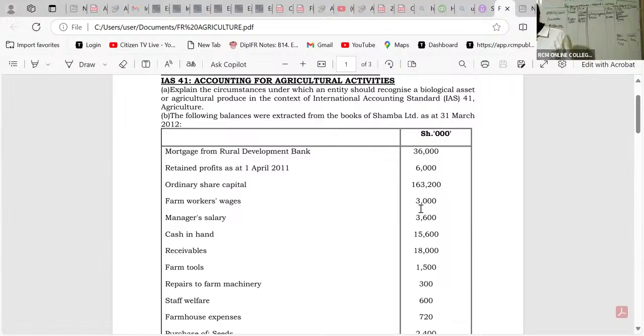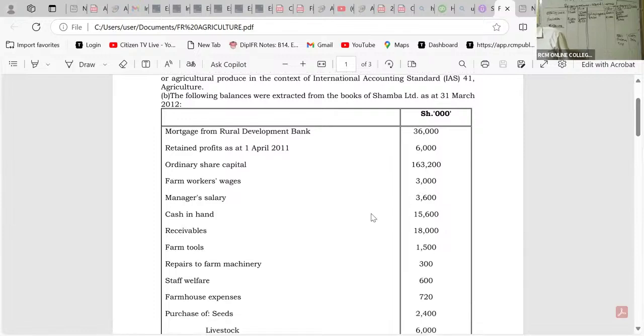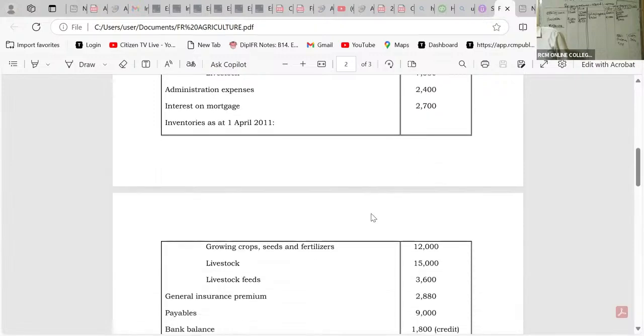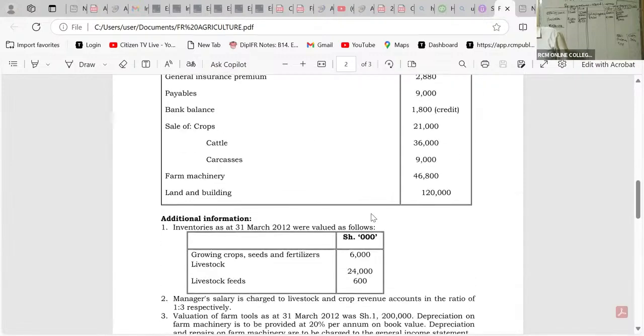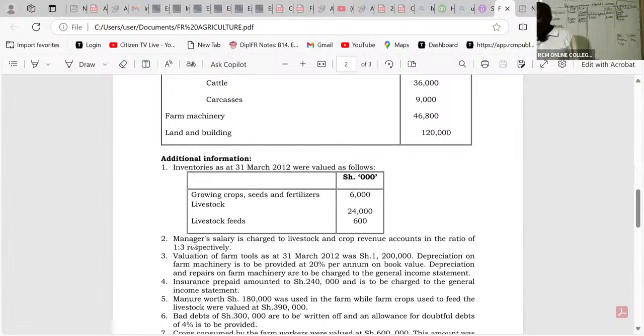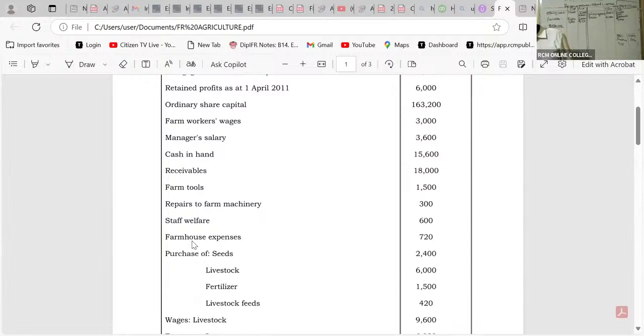Manager's salary, we are given manager's salary, ladies and gentlemen, which is 3,600. However, for manager's salary, they have given us the apportionment criteria. Right there, look at note number 2. Manager's salary is charged to livestock and the crop revenue accounts in the ratio of 1:3. The manager's salary is 3,600, but this is to be apportioned to the two in the ratio of 1:3.